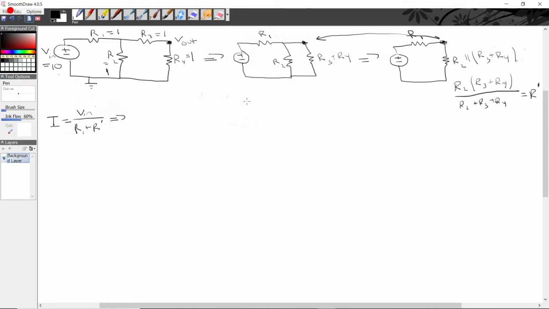And then from that, we can figure out what this voltage is by multiplying by R prime. So we get V in all over R1 plus R prime, times R prime. Cool. So now we know what this voltage is. But that voltage is still not V out, right? So I'm just going to call that V prime.